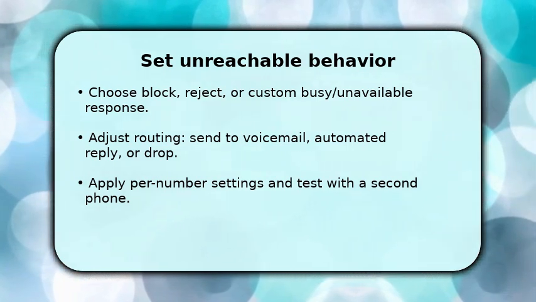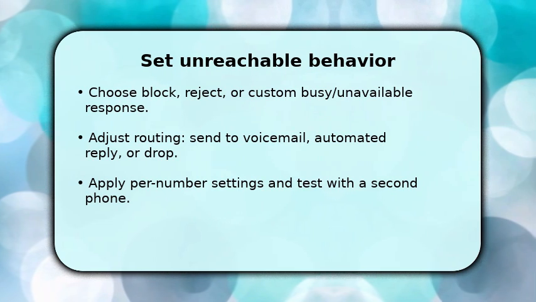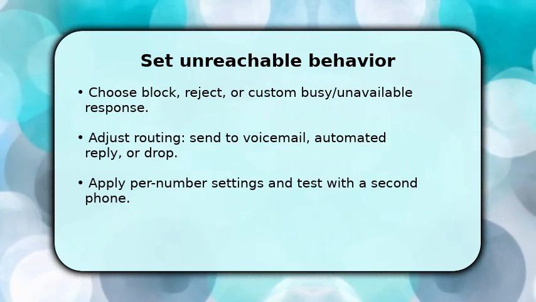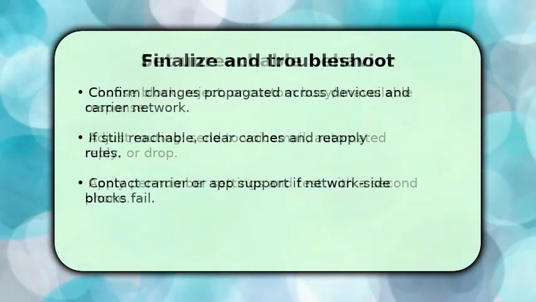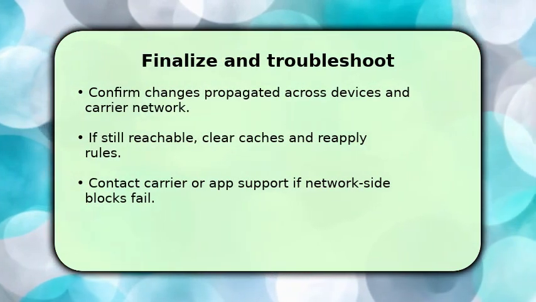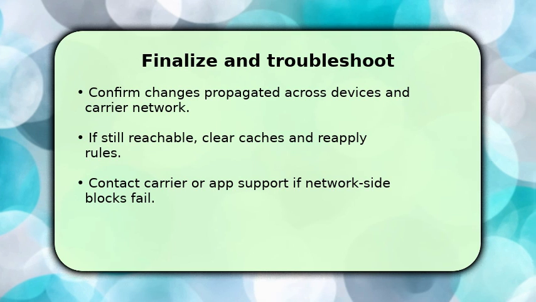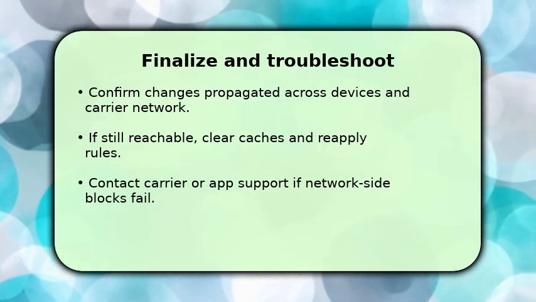After saving, test the change immediately using a second phone, so you can confirm callers receive the intended unreachable signal. To finish, verify the setting has propagated to all linked devices and, if applicable, the carrier network. Allow a few minutes for updates.